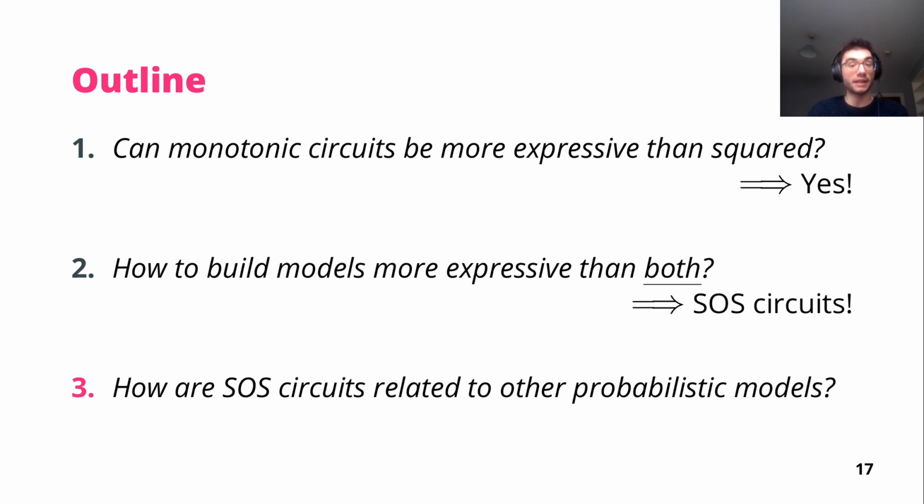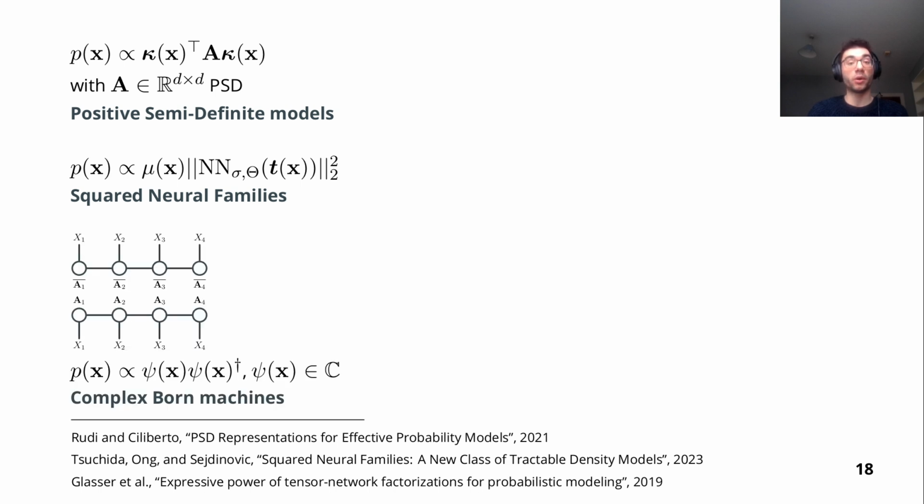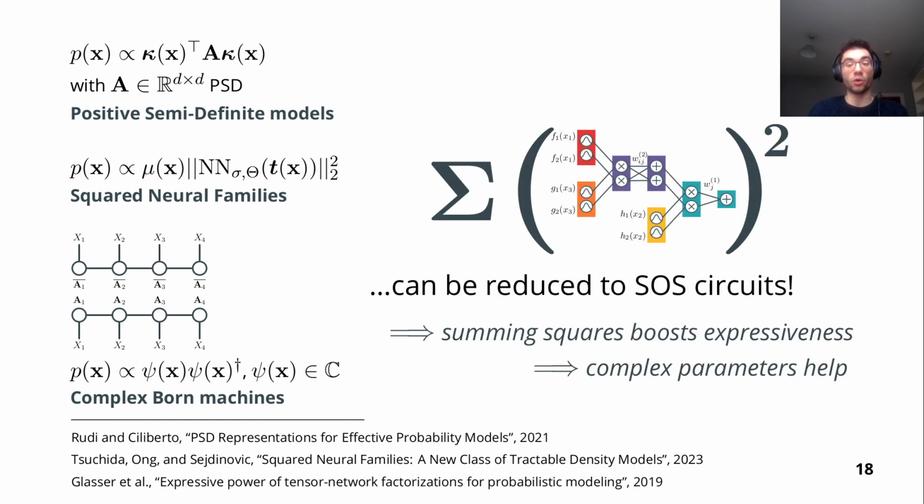Finally, we connect with other probabilistic models and show how our theoretical results help us understand why they are expressive. So we connect to models from the kernel methods literature, such as positive semi-definite models and squared narrow families, but also Born machines that arise from quantum physics and that have complex parameters instead. In the paper, we show they can all be reduced to SOS circuits, so we now understand why they are expressive, and that's because they sum many squared circuits or have complex parameters.